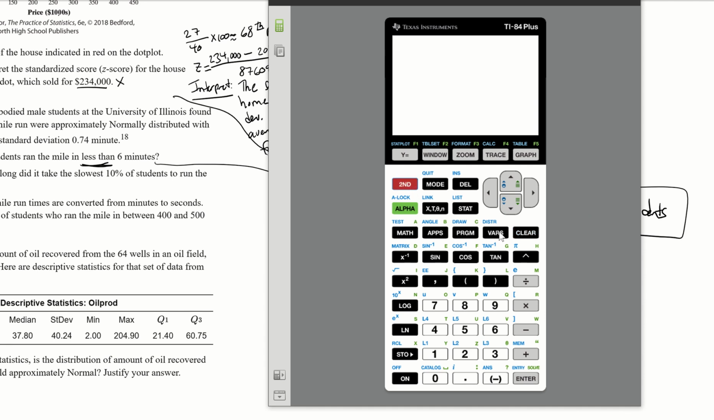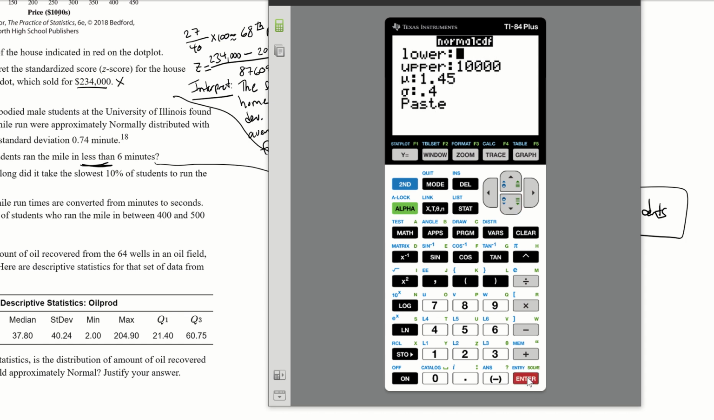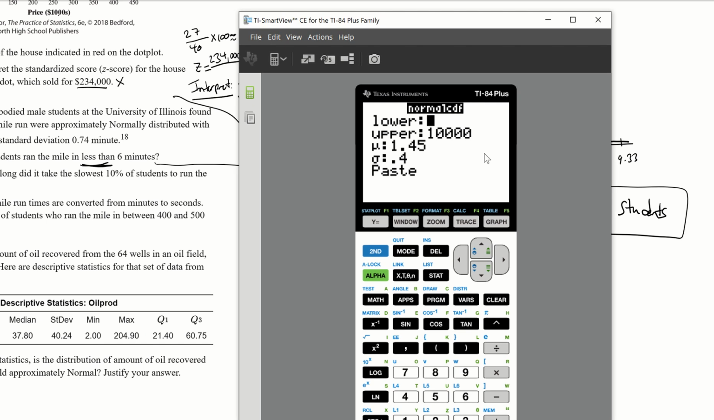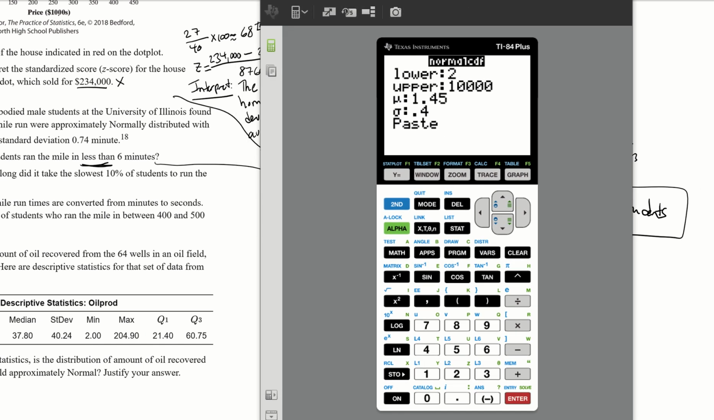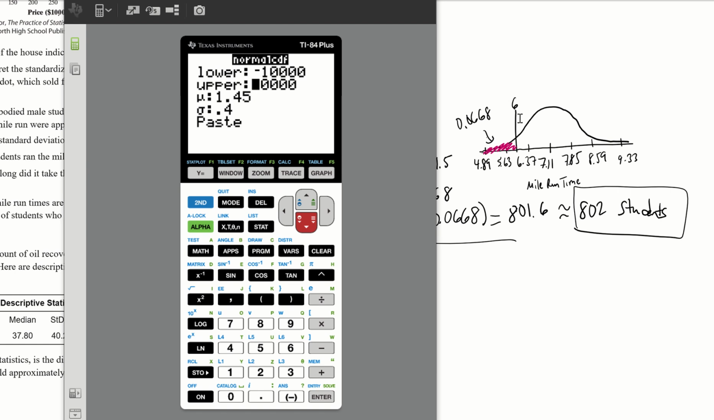So again, we're going to hit second vars. We're going to go to normal CDF. Remember, we wanted the area on the left side. So the lower bound's going to be like -1,000 or -10,000, whatever you want it to be, as long as it's a big number, but a negative number. Then go down to the upper. Now the upper, remember, has to be the 6 that we provided, right? So our upper is 6.